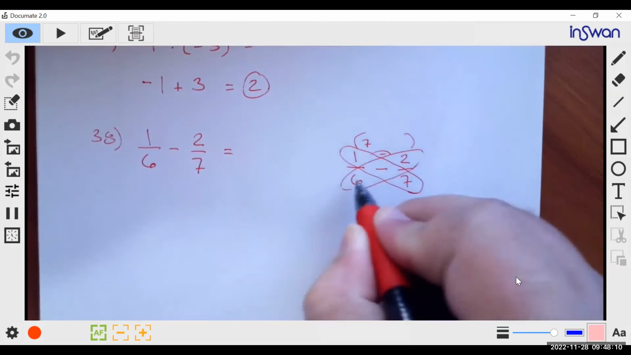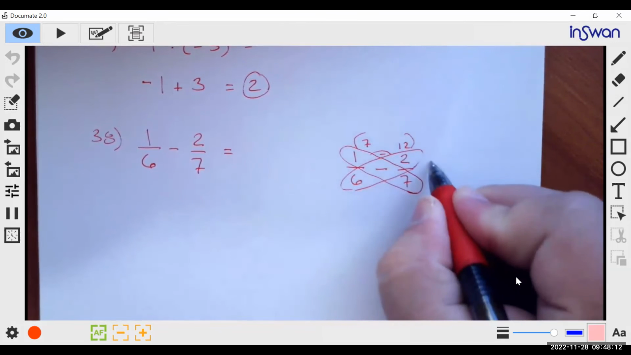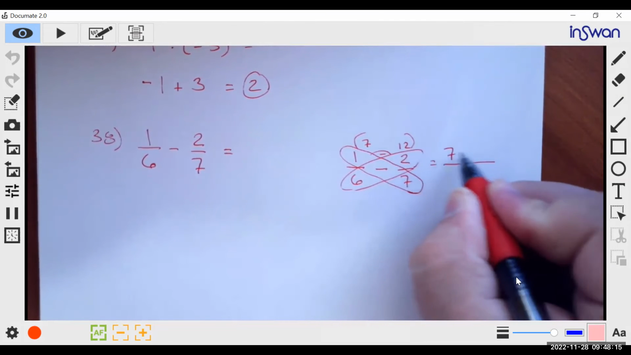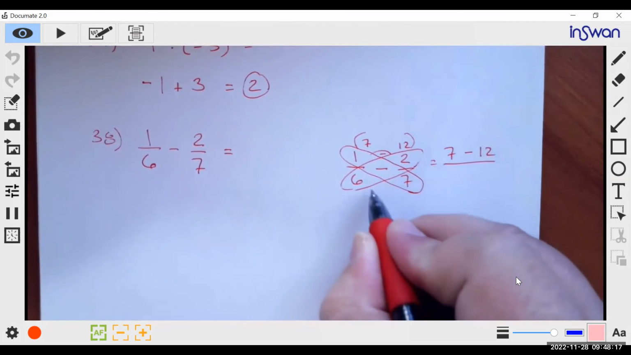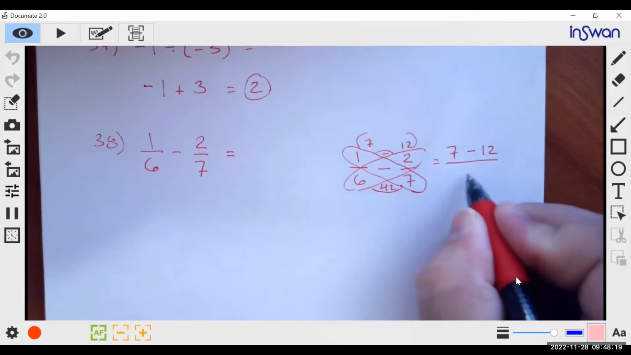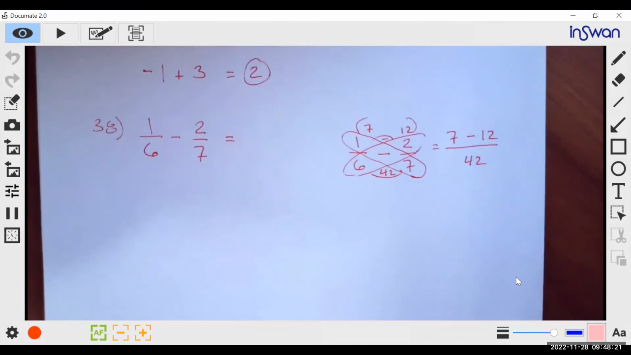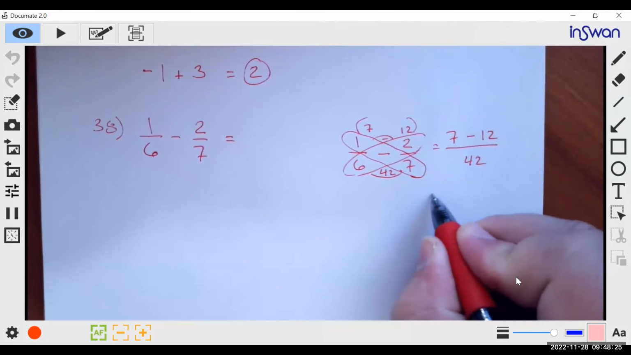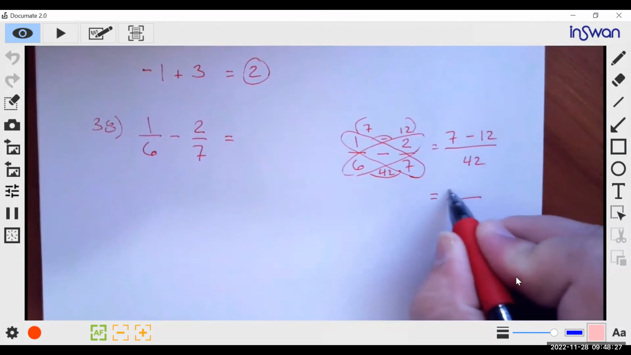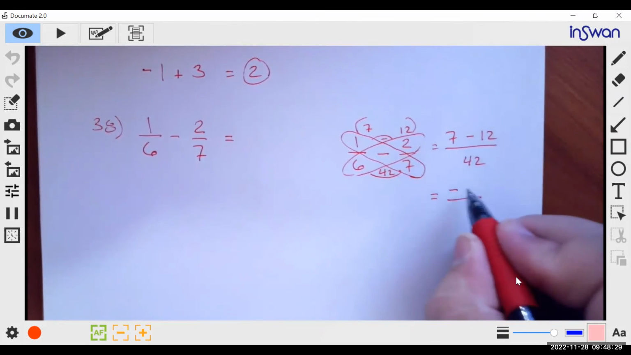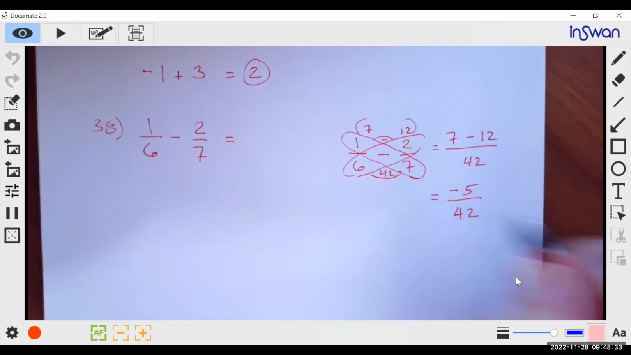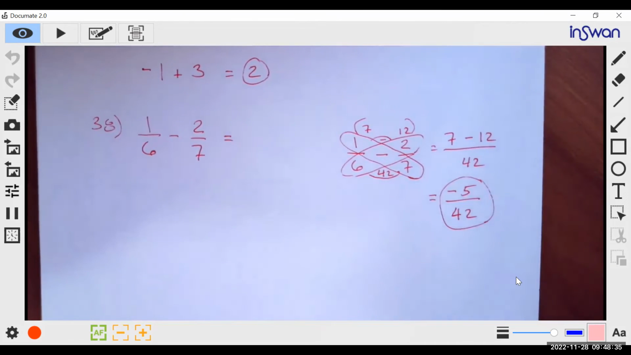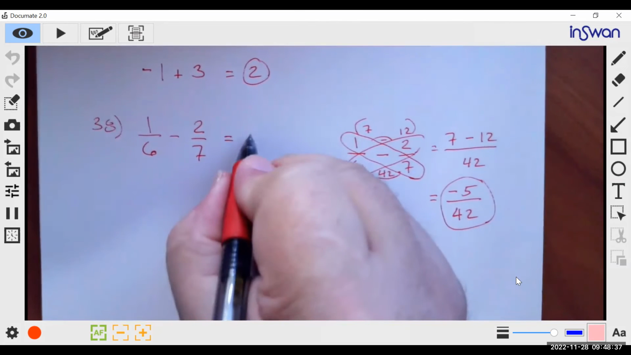Seven times 1 is 7. 6 times 2 is 12. So it's 7 minus 12 over 42. Twelve is bigger, so the answer is negative. 12 minus 7 is 5. 5 over 42. Negative 5 over 42 is the answer.